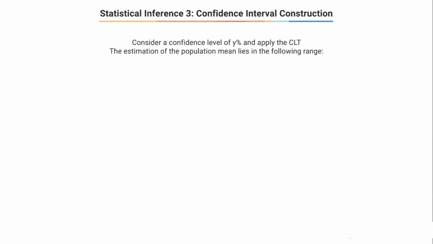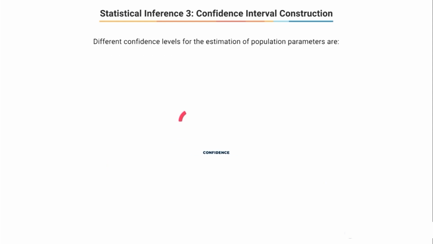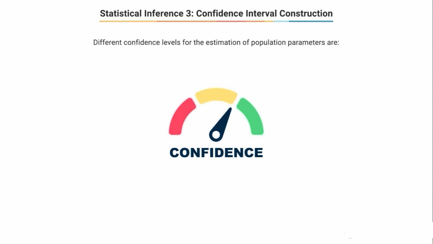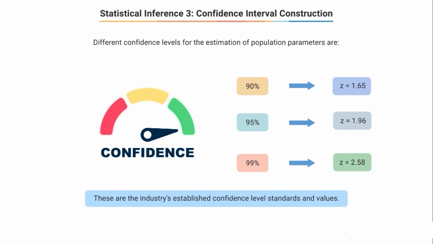Now if we consider a confidence level of y%, and if we apply the central limit theorem, we can derive that our population mean lies in the range x bar minus z into s by root n to x bar plus z into s by root n, where z is the critical value associated with y% confidence interval. For example, if the confidence level at which you are looking to estimate the population parameters is 90%, then the value of z will be 1.65. If the confidence level is 95%, then the value of z will be 1.96. And for 99%, it will be 2.58. These are the standard z values for confidence levels traditionally taken in the industry.